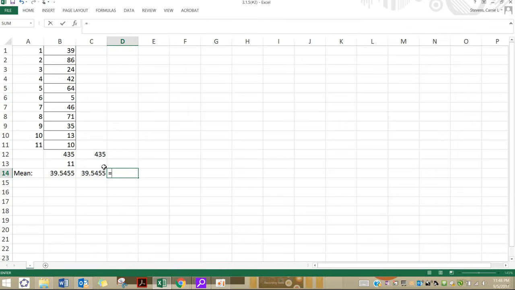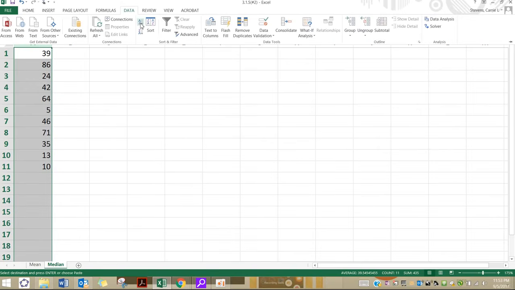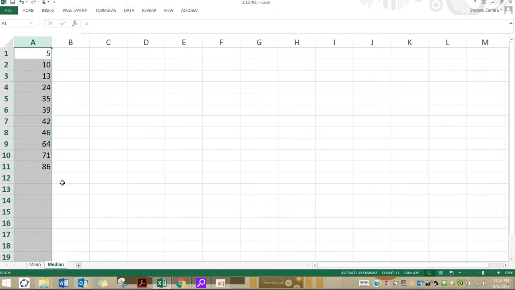Also, I can use the average formula, selecting all the cells again, and you can see I get the same answer. Now here's the thing. To do the median, you're going to want to first put your data in order from least to greatest. So what I just did is I highlighted the column and then I went to data, and now I'm going to sort it from A to Z, or least to greatest.